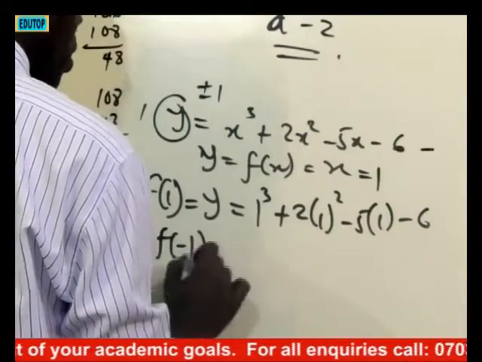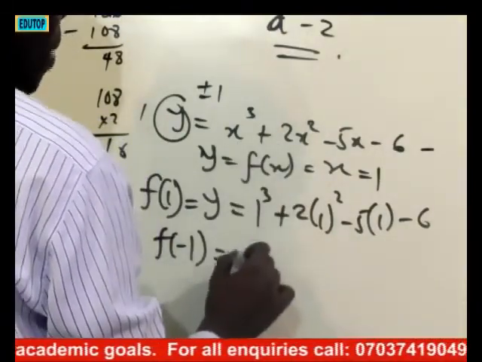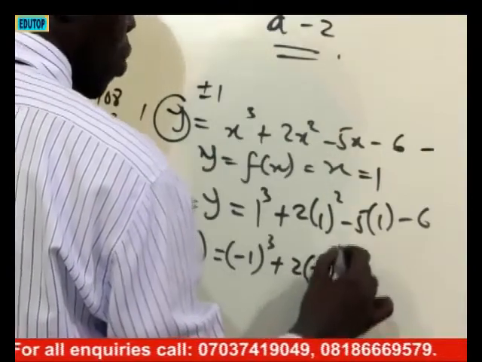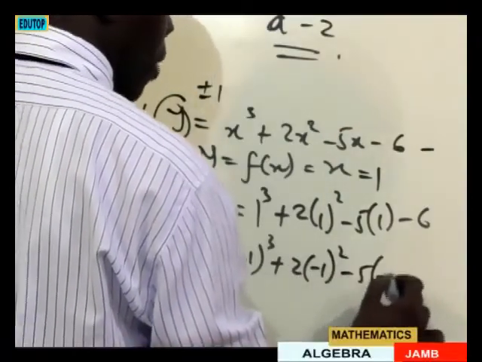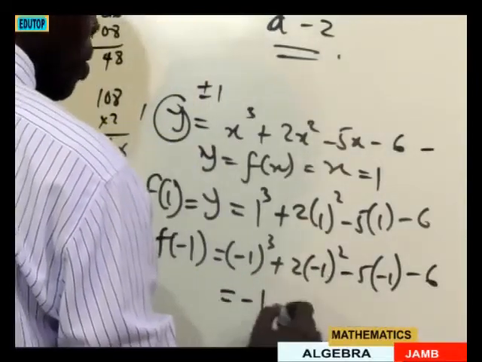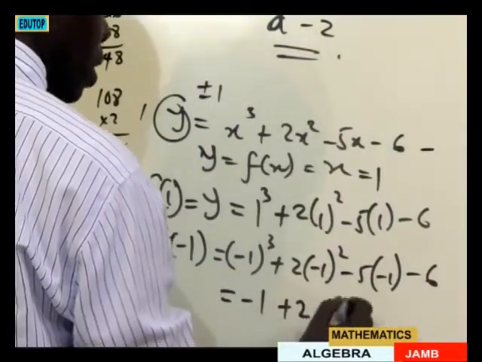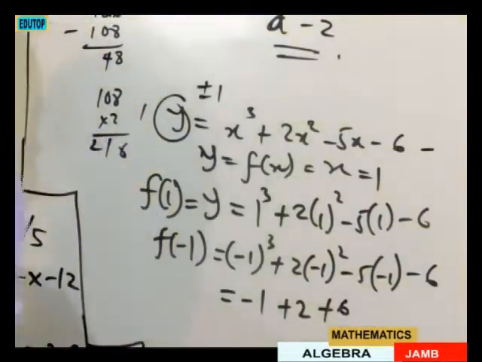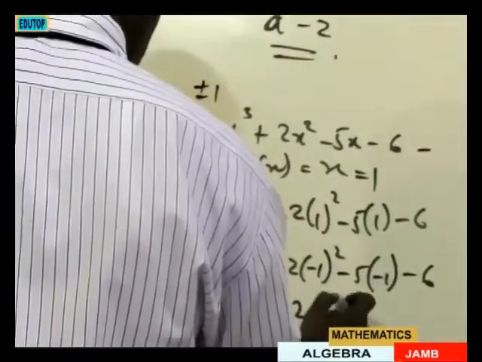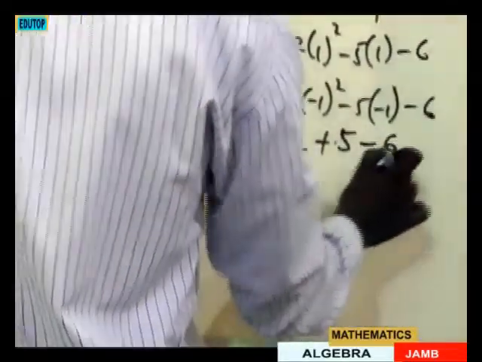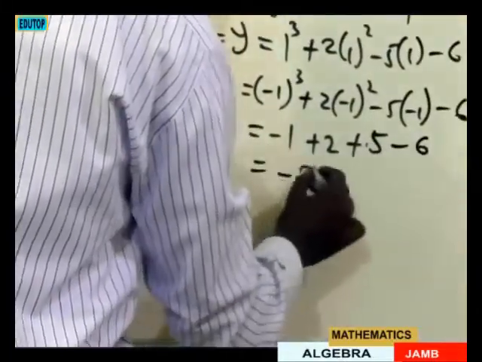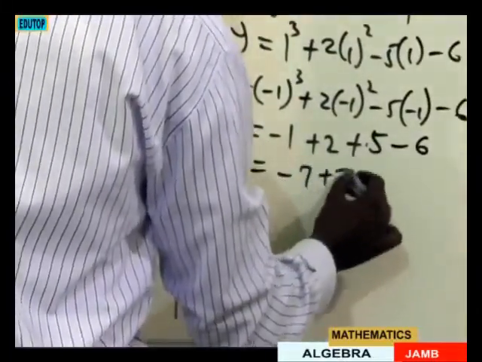F of minus 1. We have, this one becomes minus 1 cubed plus 2 into minus 1 squared minus 5 into minus 1 minus 6. So this one will definitely be minus 1. This one will be plus 2. This one will be plus 5. And this one will be minus 6. Yes, it will work, because minus 1 minus 6, that's minus 7. Plus 2 plus 5, plus 7, that's 0.